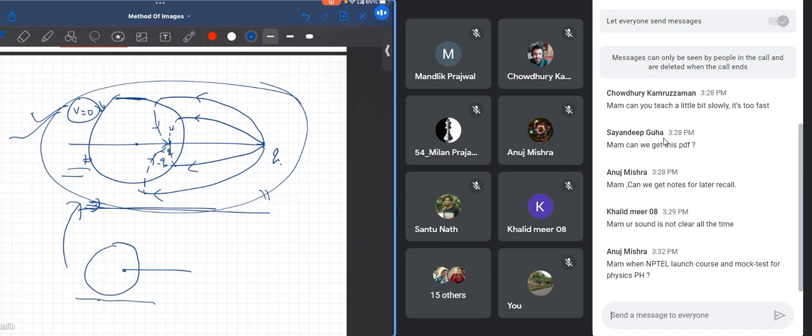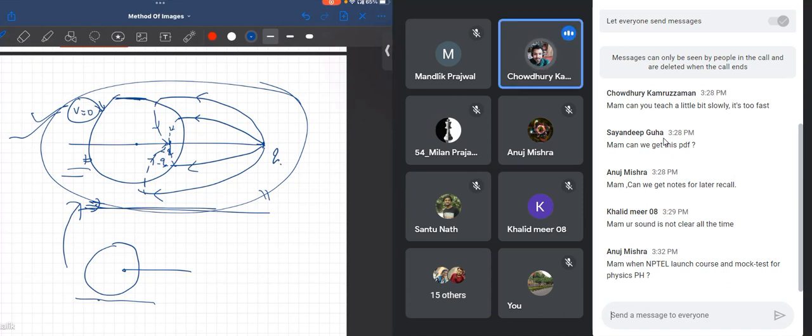The method of images is only applicable when you find a certain kind of symmetry in your solution, so you can calculate it. Otherwise, it is not going to help you in all conditions. Ma'am, so if I put some charge beside some conducting sphere, then the conducting sphere doesn't act as a conducting sphere.